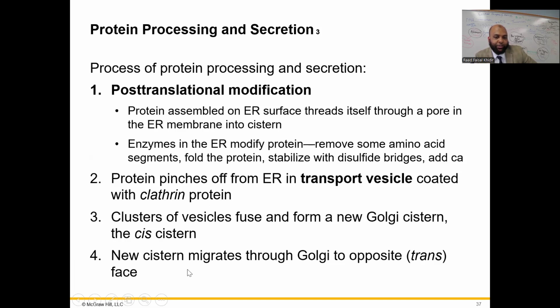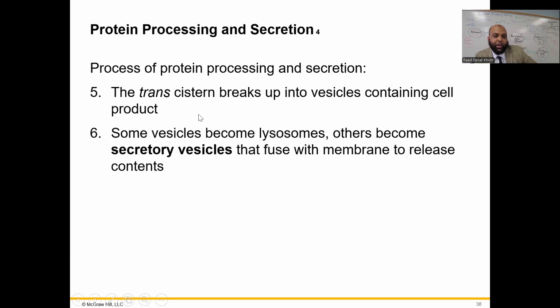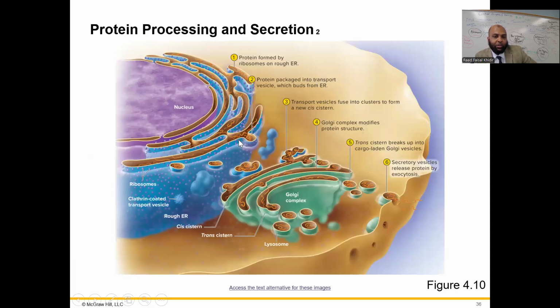The new cis cistern migrates through the Golgi to the opposite side, the trans face. The trans cistern breaks up into vesicles containing the product, and some vesicles become lysosomes, others become secretory vesicles that fuse with the membrane to release the content. It is the endoplasmic reticulum that adds the sequence that allows this material to be exocytosed and then endocytosed on the cis side of the cistern of the Golgi body. The cis side of the cistern of the Golgi body will internalize and bring in all the material, and that is where you're going to have your modifications.